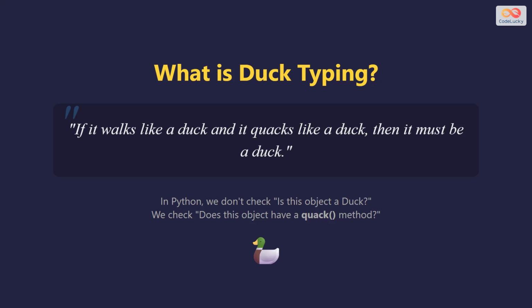Now let's talk about duck typing. This concept is based on the famous saying, if it walks like a duck and quacks like a duck, then it must be a duck. In Python, we don't strictly check the type of an object. Instead, we check its capabilities. Does it have the method we need? If yes, then we can use it.